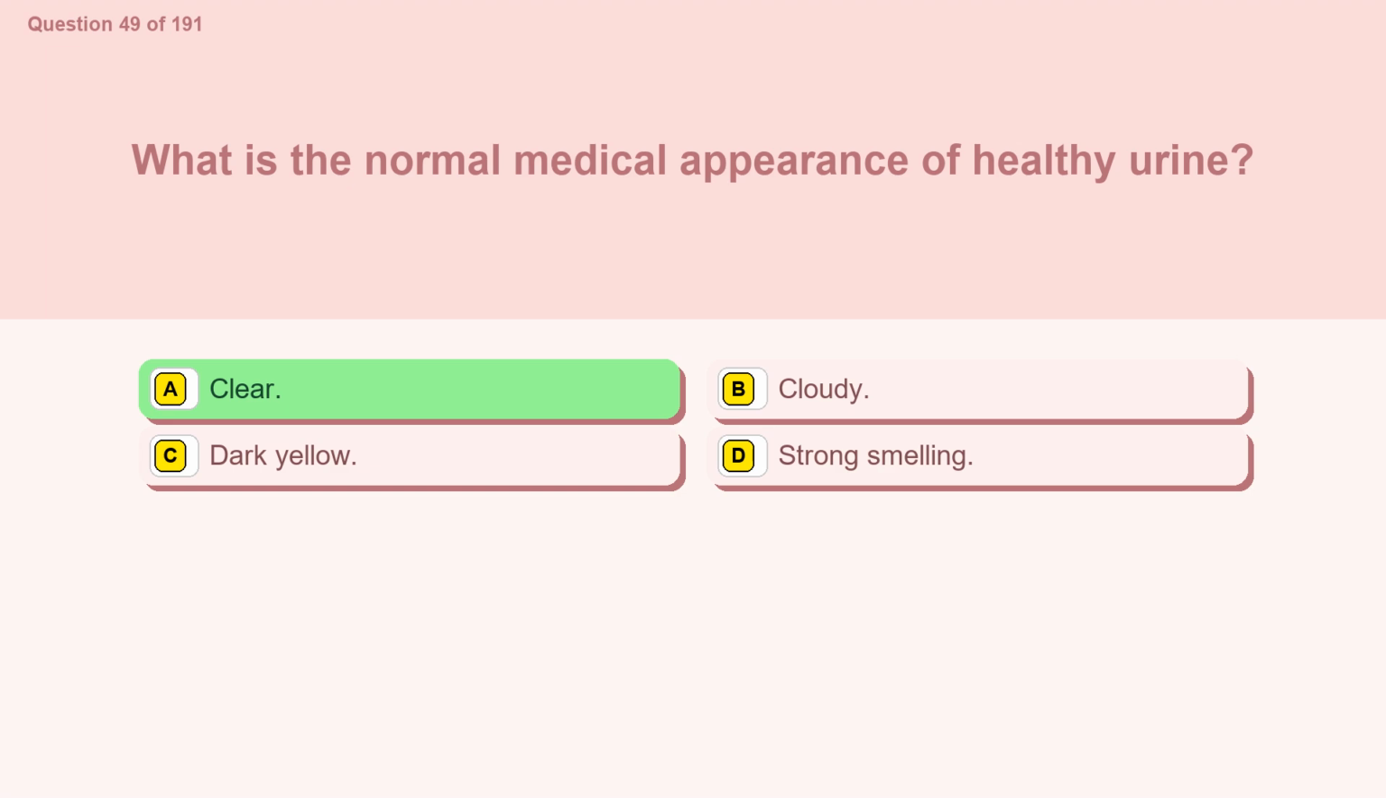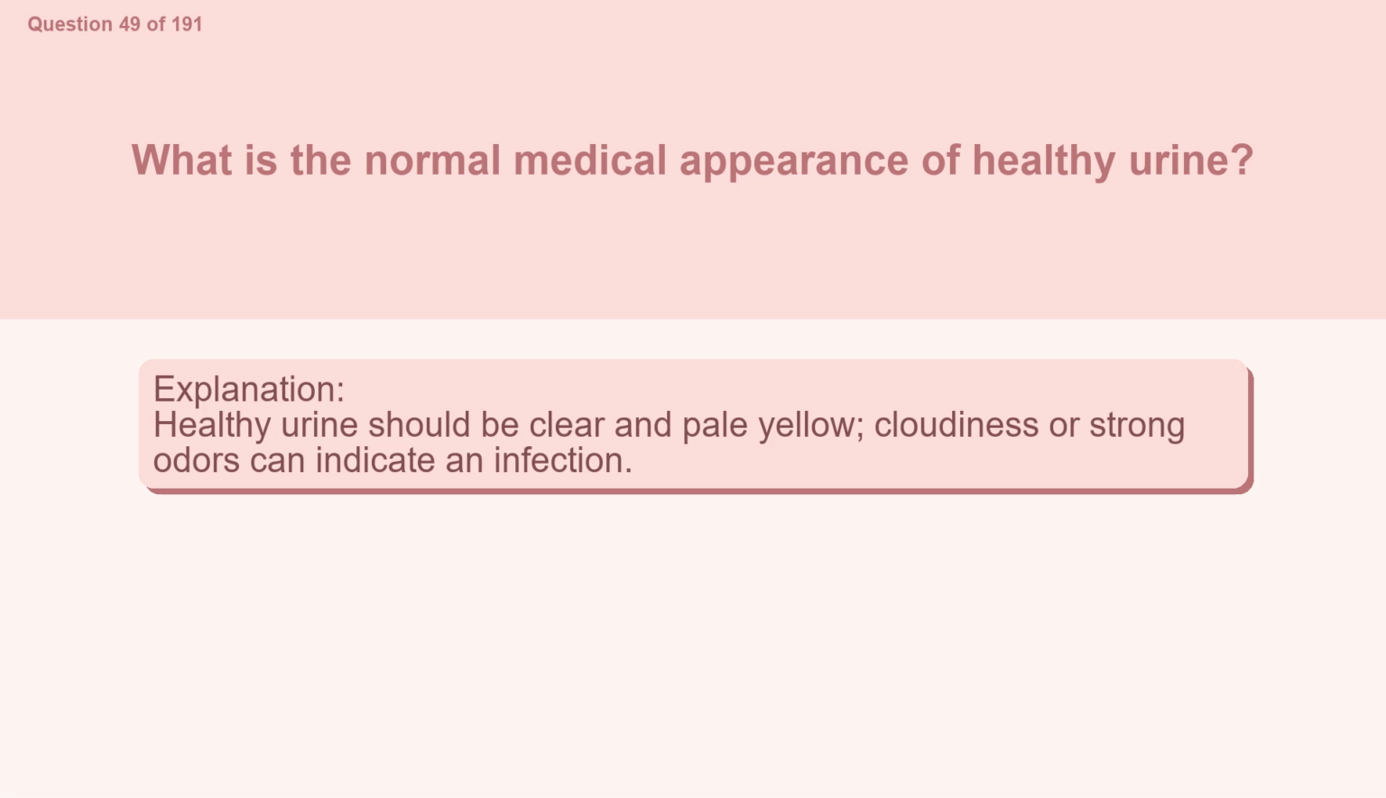The correct answer is option A. Clear. Healthy urine should be clear and pale yellow. Cloudiness or strong odors can indicate an infection.